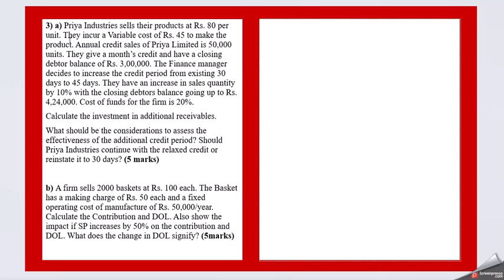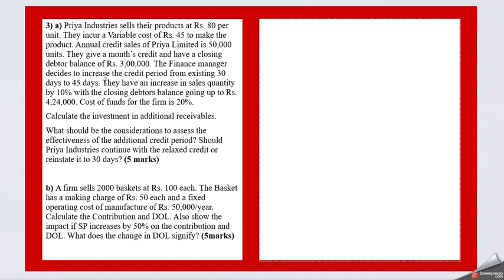Question 3A. Priya Industries sells their product at rupees 80 per unit. They incur a variable cost of rupees 45 to make the product. Annual credit sales of Priya Limited is 50,000 units. They give a month's credit and have a closing debtor balance of 3 lakh.